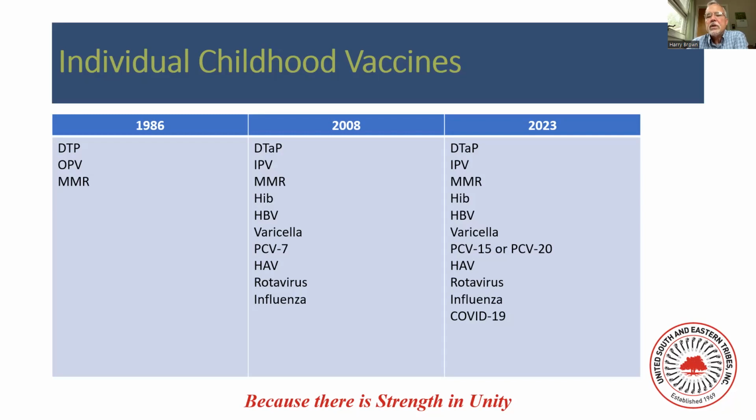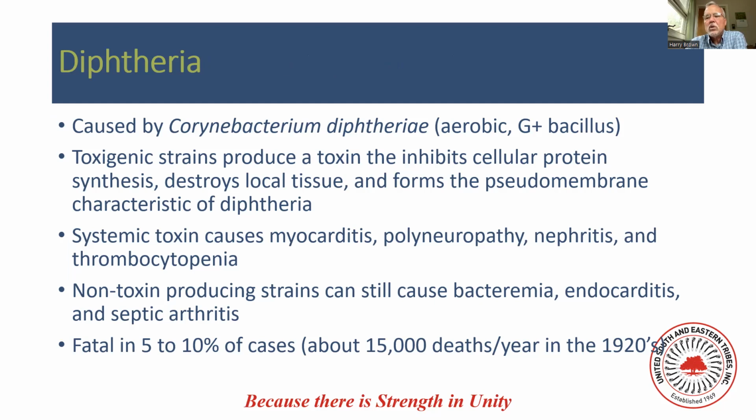Fast forward to 2023, here we are 15 years later. There's been only one new vaccine for children developed, and that's the one for COVID-19. But what has happened is new and improved versions of many of these vaccines have come out, as well as a lot of different combination vaccines. So it's gotten a lot more complicated. If you have trouble keeping up with it, believe me, I feel for you. Next slide, please. So let's go over these individual diseases and the vaccines that are used to prevent them.